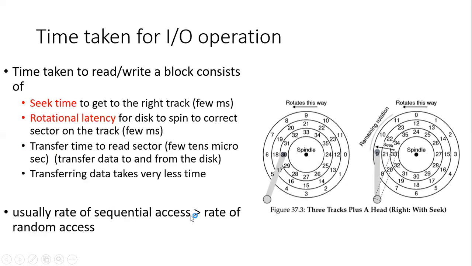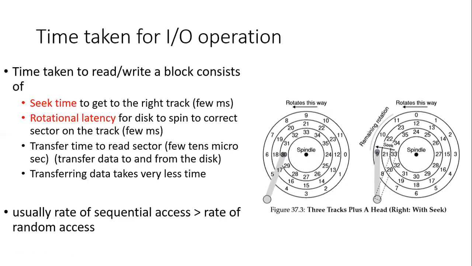Usually the rate of sequential access is greater than the rate of random access. What exactly does it mean? If we are accessing blocks which are nearer to the head, we can access more blocks. For example, if you want to access 30 initially, then 9, then 1, again 32, and then 15, the head has to move to each particular block every time. So that is random access, and of course it requires more time than sequential access.